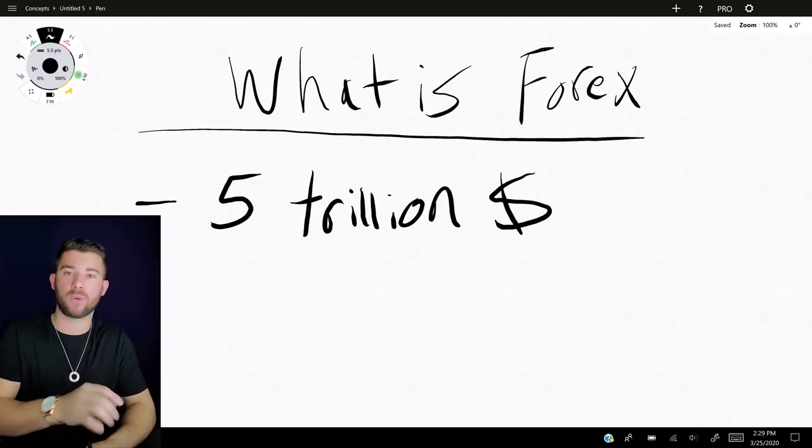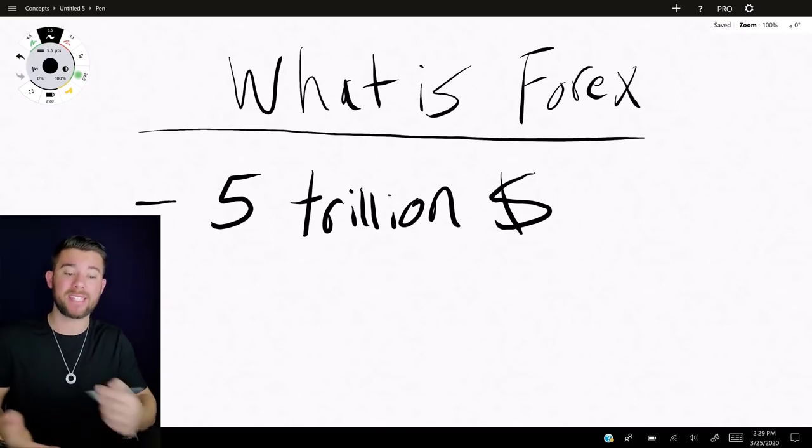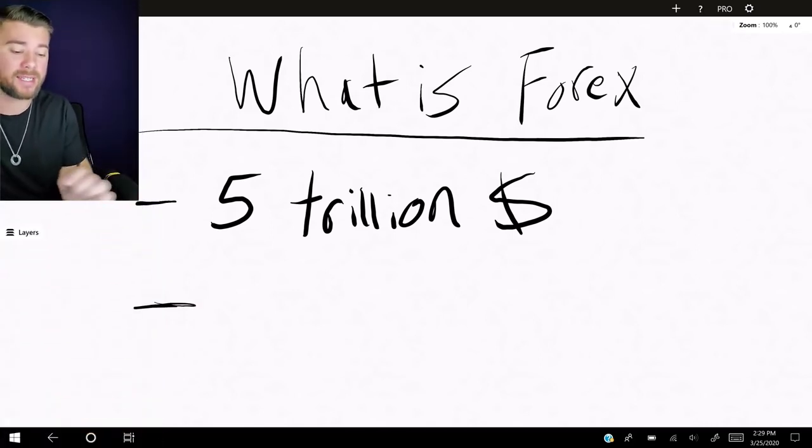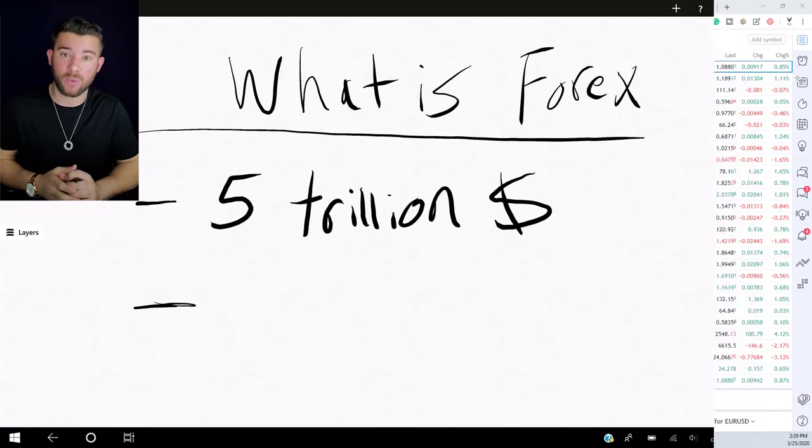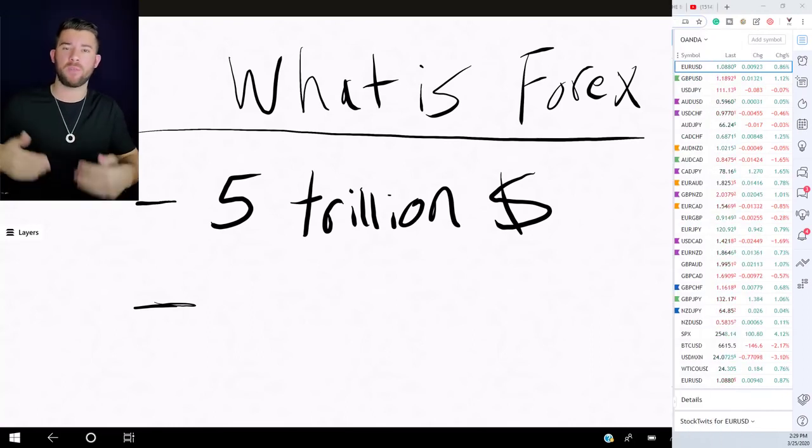Now, another thing you need to realize about the Forex market, and the second thing we're gonna go over, is that in the Forex market, what you're trading is called a currency pair. A currency pair is nothing more than the exchange rate between two currencies.